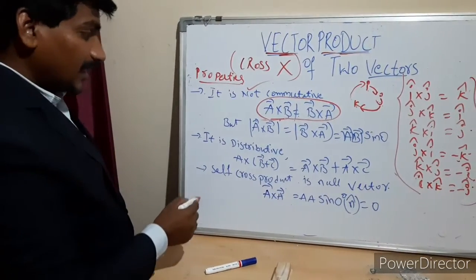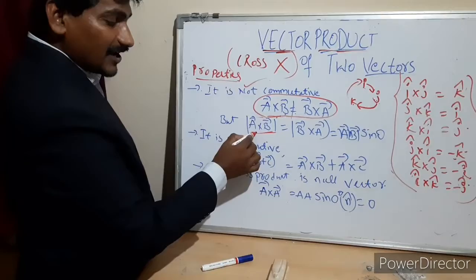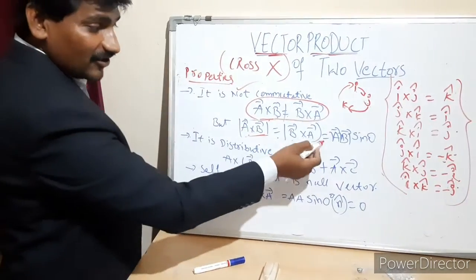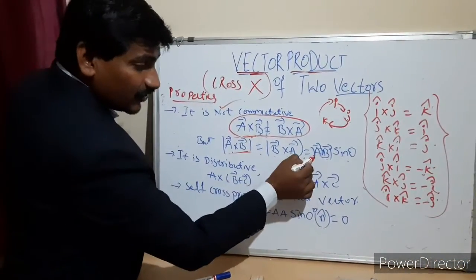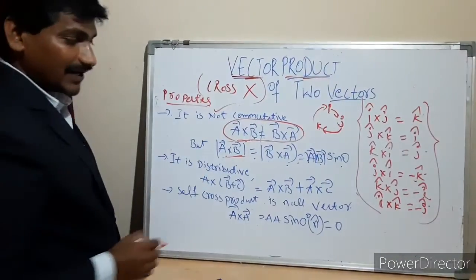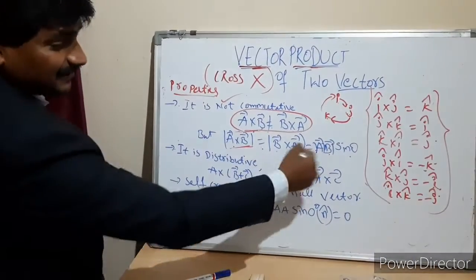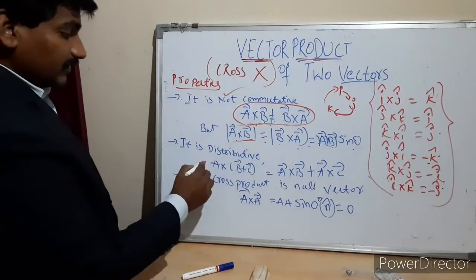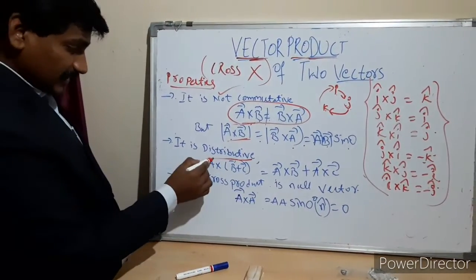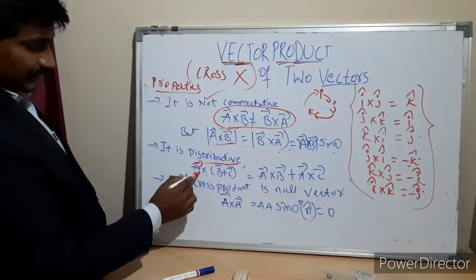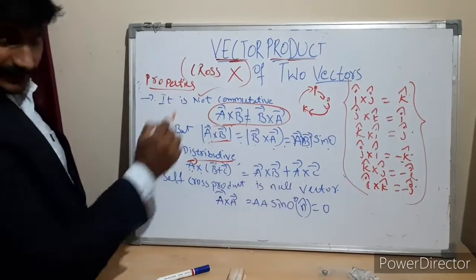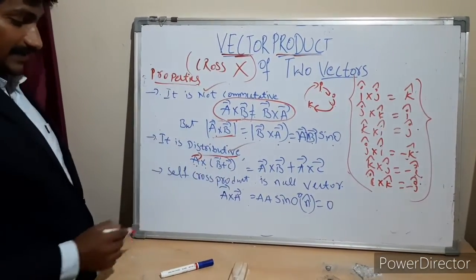So that's why it will not follow the commutative property. But in terms of magnitude it can be written as modulus of a cross b equal to modulus of b cross a, that is equal to ab sin theta, because here we have taken the modulus of the two products. Okay, this is one formula. Now it is distributive also. Dot product is also distributive, and this is also distributive. a cross of b plus c: I can do the cross product of a with b, a cross b, and with c also, a cross c. So it obeys the distributive property.